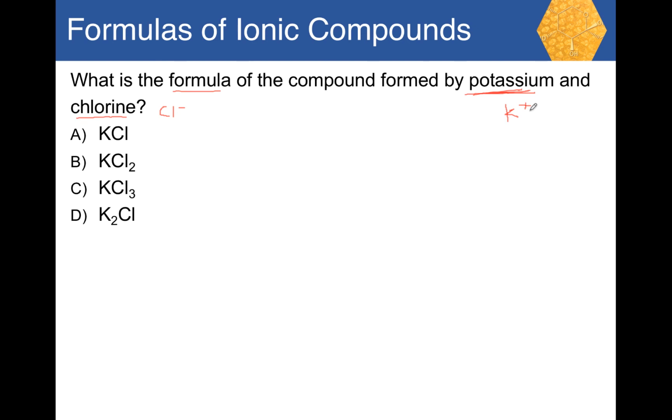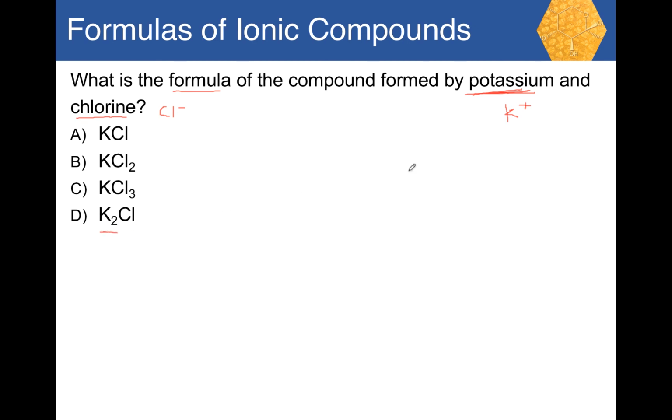In writing compounds, the cation comes first and the anion comes next. So you always want to write your positive ion followed by the negative ion. So what you'll have to do is to look at these choices here and determine which one is appropriate. Let's start at the bottom.